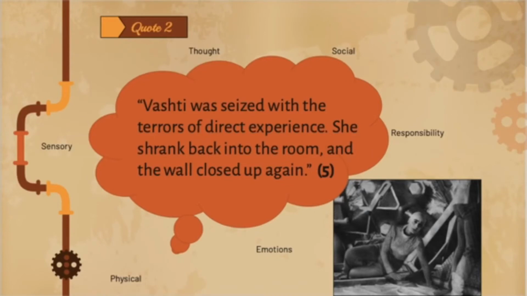Quote 2. "Vashti was seized with the terrors of direct experience. She shrank back into the room and the wall closed up again." Direct experience is the process of acquiring knowledge by fully and directly participating in an activity. Vashti was not about direct experience and liked to do her own thing. A modern reader could relate to this quote because of jobs. People that had to work were forced to change their setting as they had to work from home and were losing that direct experience. For example, hands-on jobs were affected the most in the pandemic, as the whole job is usually direct experience. Some examples of direct experience would be physical, emotions, responsibility, social, thought, and sensory.